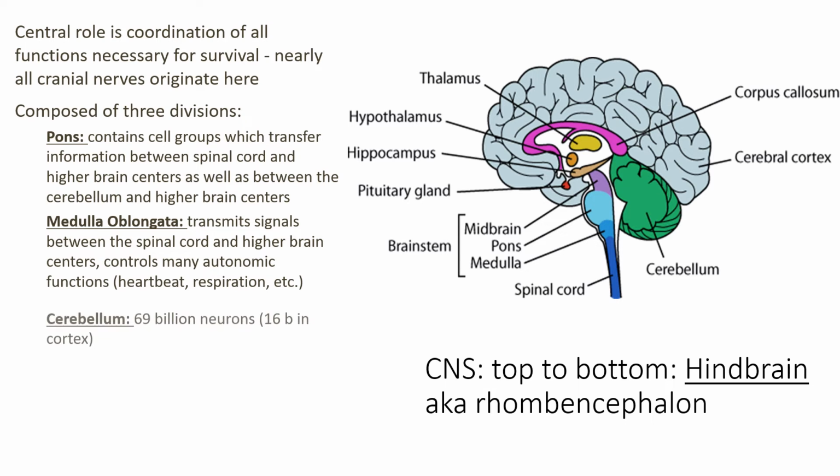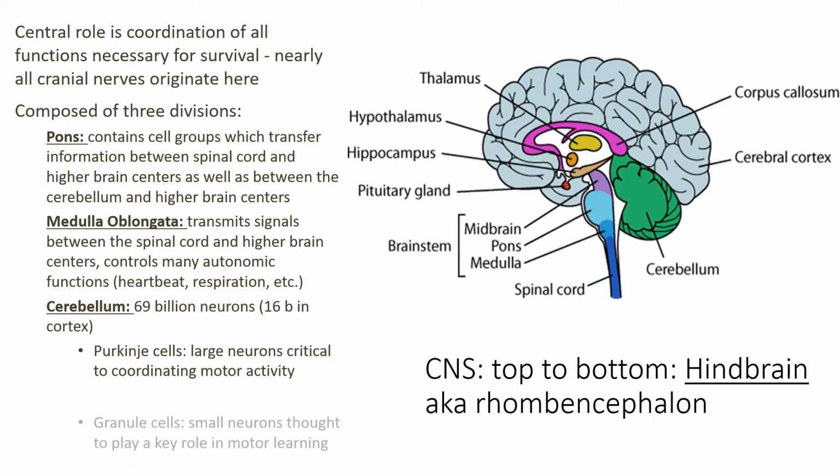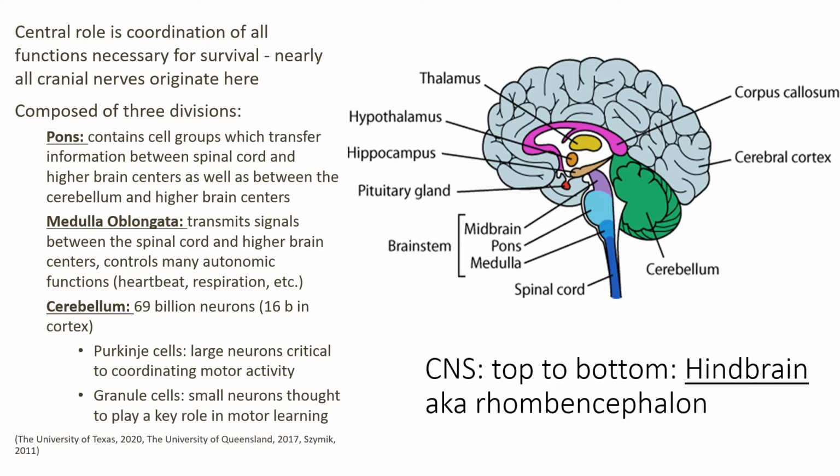The medulla oblongata, which is a lot of times what people refer to as the brain stem, transmits signals between the spinal cord and the higher brain centers. It controls a lot of autonomic functions like heartbeat and respiration. And it contains ascending and descending fiber tracts, as well as the nuclei of cranial nerves 8 through 12. The respiratory and cardiac centers are also situated here. So these 2, along with the components of the midbrain, make up the brainstem.